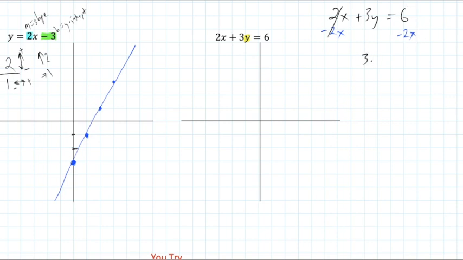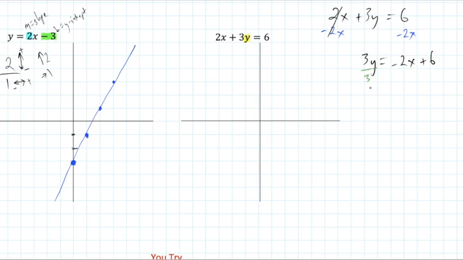So I just get 3y equals, and I'm going to put the x first because that is what it looks like in the formula. So I have a negative 2x. This was a positive 6 to begin with, so plus 6. The last thing I need to do is get rid of this multiplication that's happening in front of the y. So I'm going to divide both sides by 3.